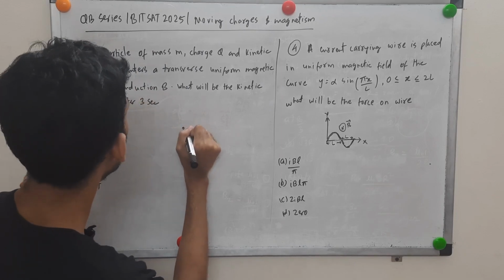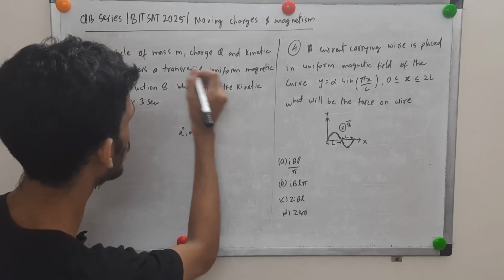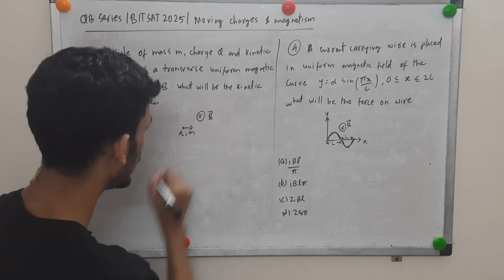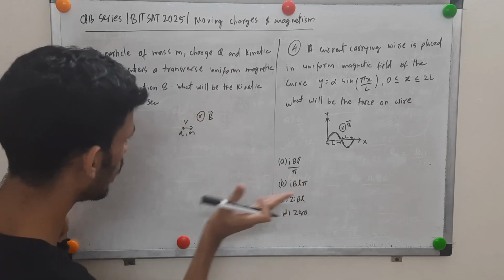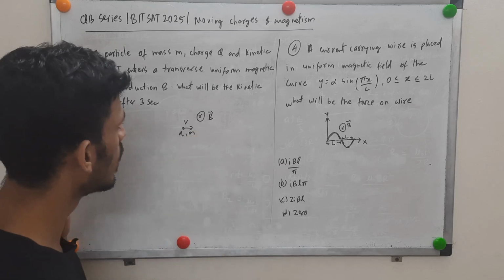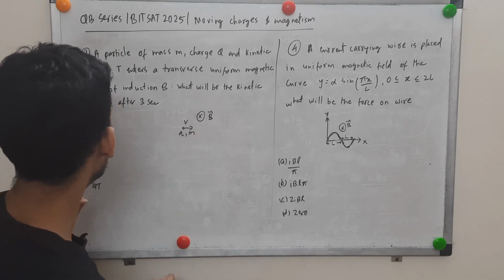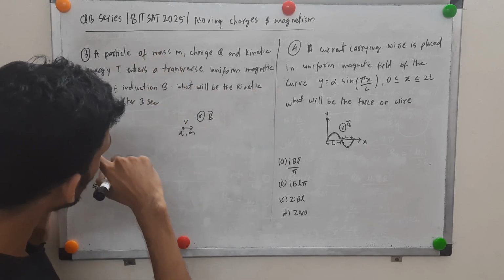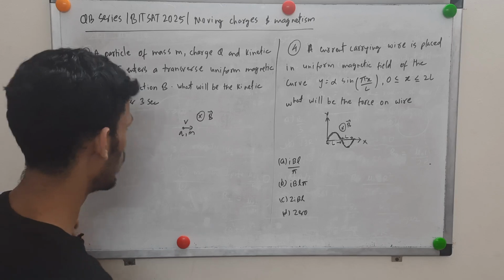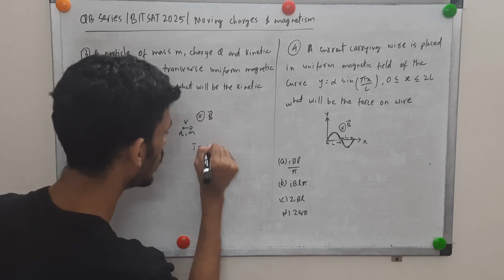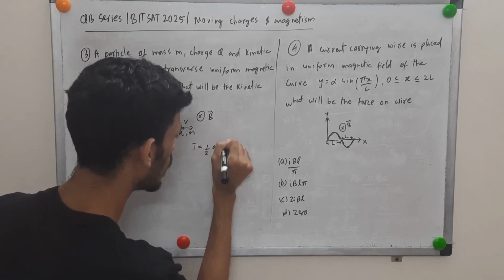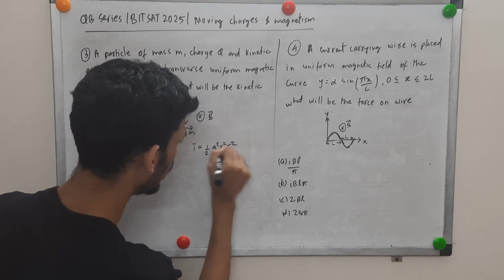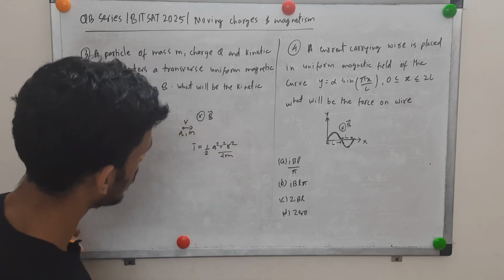Okay, it is moving in a transverse uniform magnetic field. So the magnetic field is perpendicular to the velocity. Suppose the velocity is in the plane, and the magnetic field is going inward. Now you are supposed to tell, if its initial kinetic energy is T, what will be the kinetic energy after 3 seconds. Some of you might directly know the formula, it's q square B square r square by 2m, is it? Okay, I'm not sure, just check it.